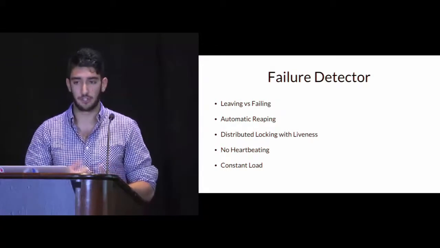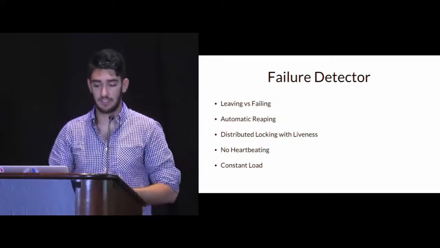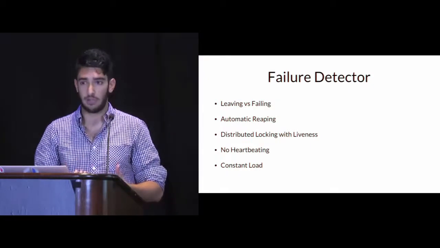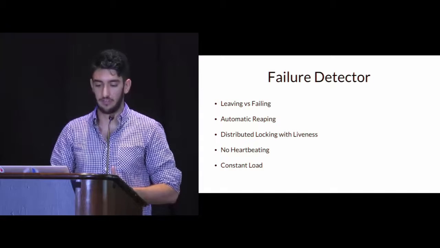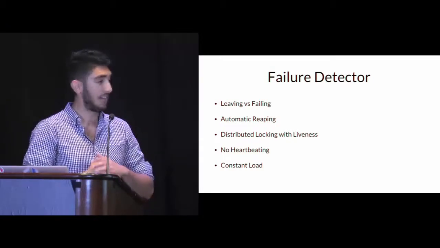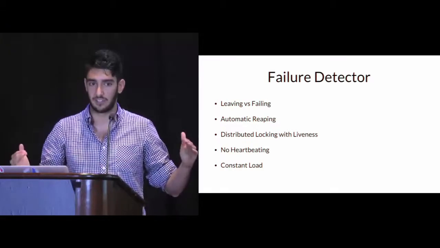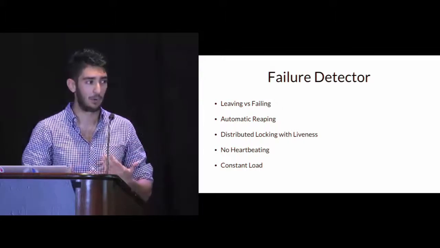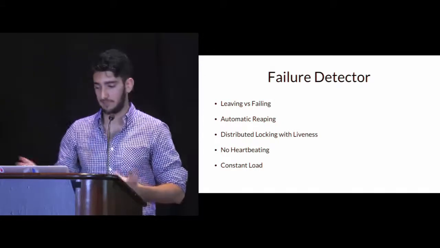It also allows us to build distributed locks that have liveness properties. It allows us to avoid heartbeating the way that Nagios and Sensu have to do. And more importantly, it lets us have a constant load across the entire cluster. So the servers aren't doing any more work with 5 servers than they are doing with 5,000.